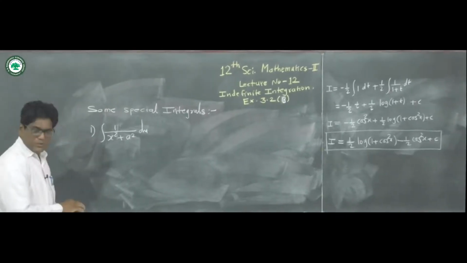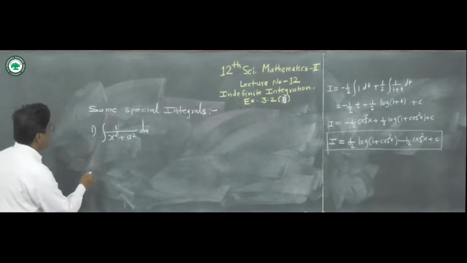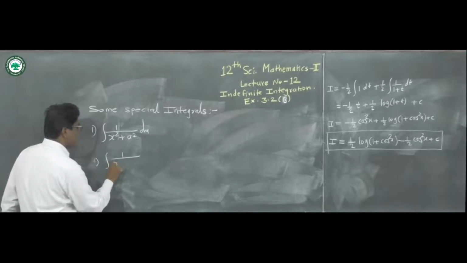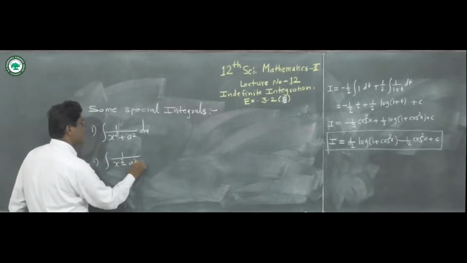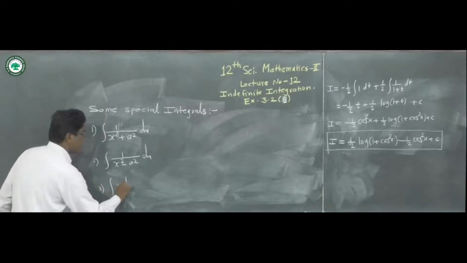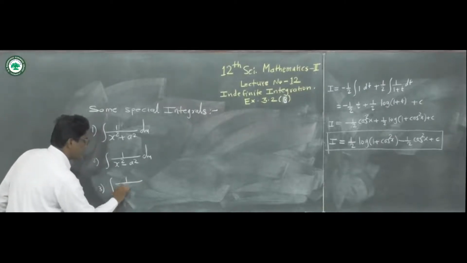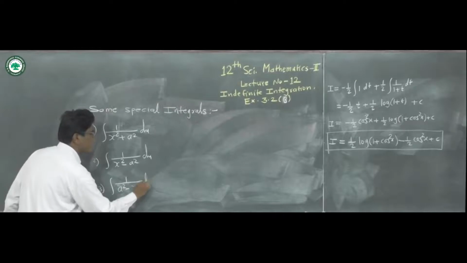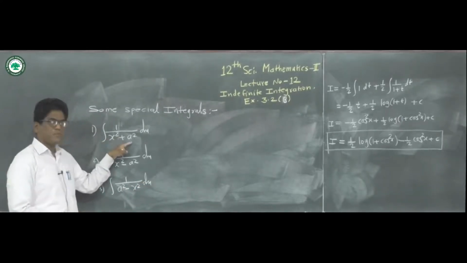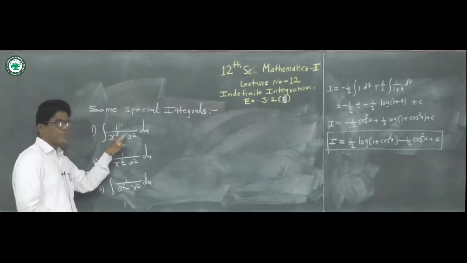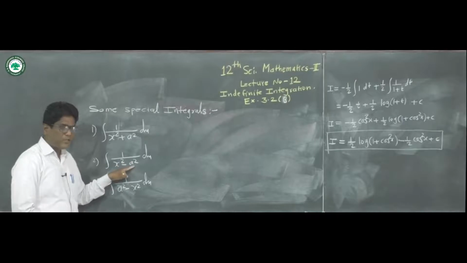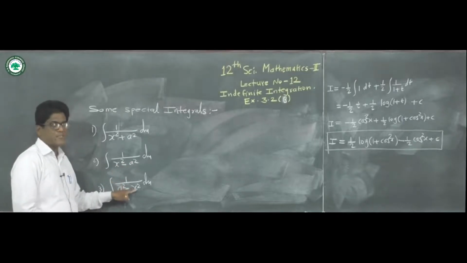Then the second formula: integration of 1 upon x square minus a square dx. Third one is integration of 1 upon a square minus x square dx. These are the three formulas without root: 1 upon x square plus a square, or we may write a square plus x square, here 1 upon x square minus a square, or 1 upon a square minus x square.